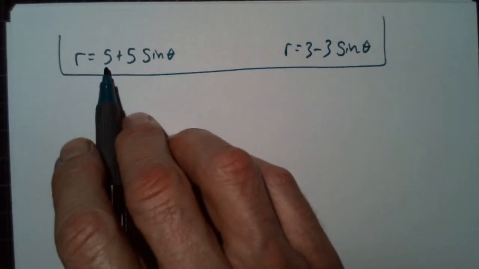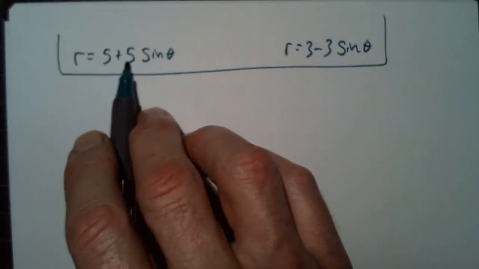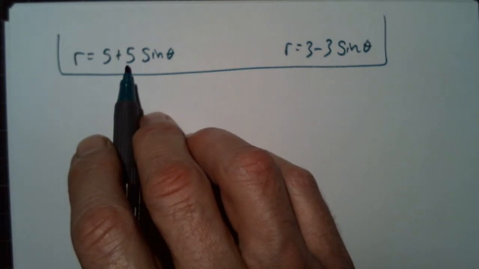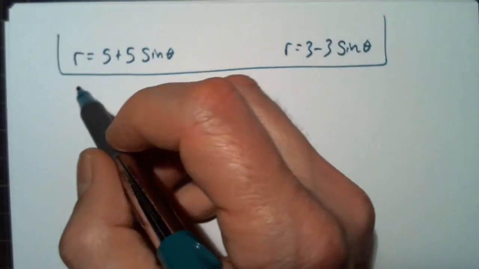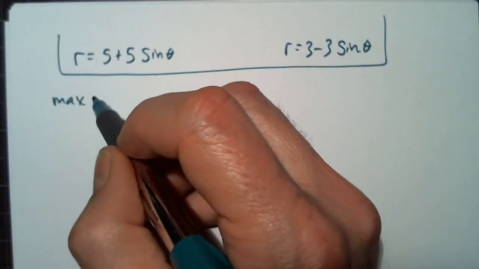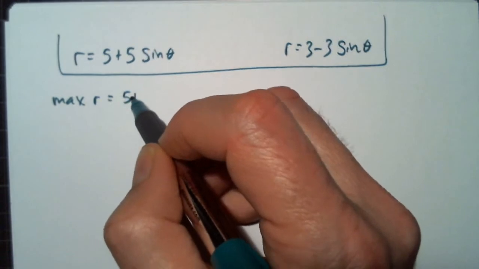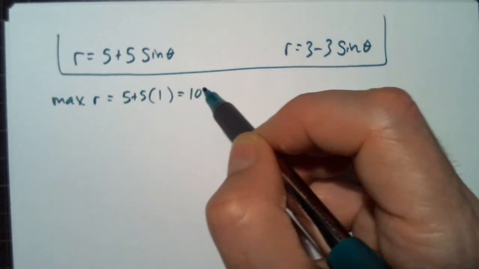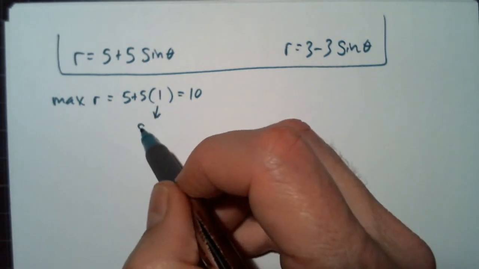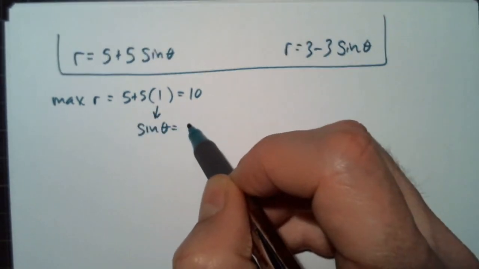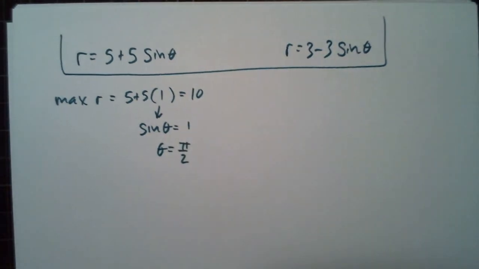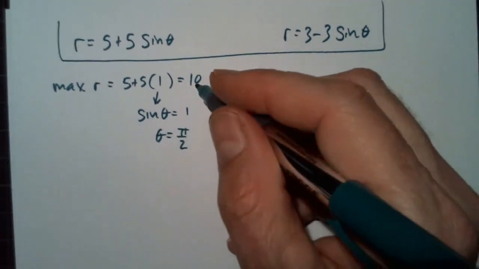So now we have A and B equal, so the graph won't have a loop, but it'll go right to the pole. Now let's look for the maximum radius, which is going to be 5 plus 5. If I put a 1 there, that means we get the maximum radius. So we want to know, when does sine equal 1? That happens at pi over 2. So at pi over 2, we have a radius of 10.